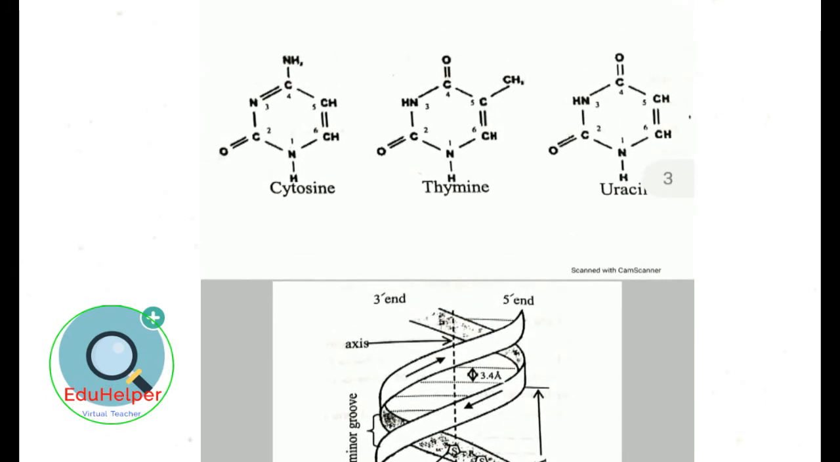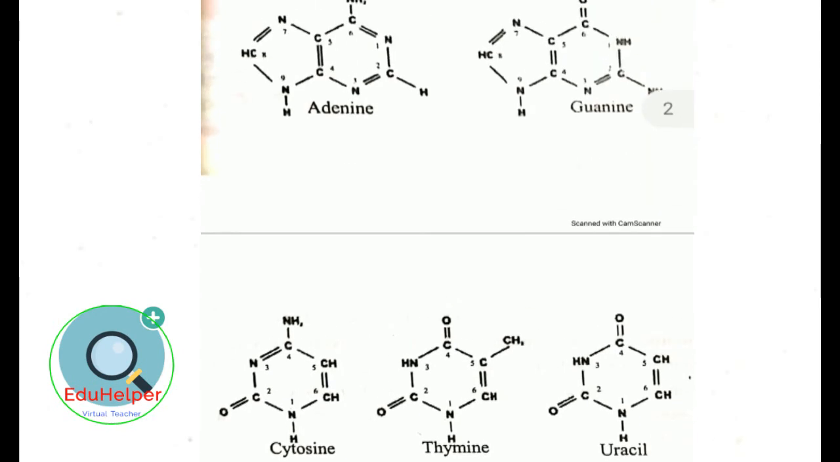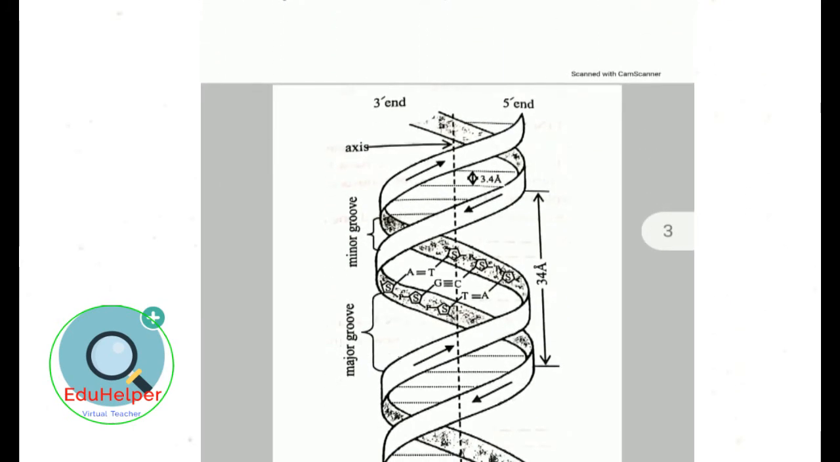DNA has deoxyribose sugar, a phosphate backbone, and 4 bases: adenine, guanine, cytosine, and thymine. On the other hand, RNA has ribose sugar, a phosphate backbone, and 4 bases: adenine, guanine, cytosine, and uracil. In DNA, adenine pairs with thymine and guanine with cytosine. In RNA, adenine with uracil, and guanine and cytosine are attached to each other.